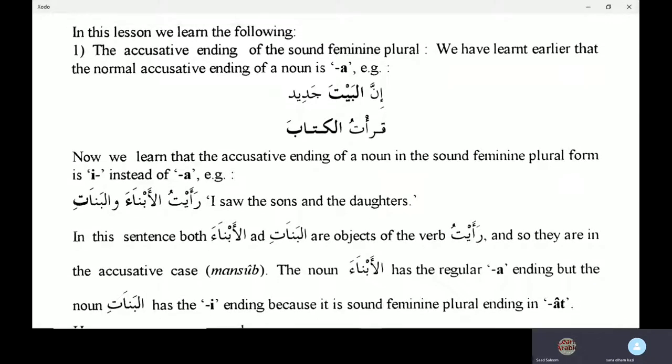Next. Qara'tul kitab. Qara'tul kitab. I read the book. Before that, innal bayta jadidun is indeed, the house is new. So, the accusative ending of the sound feminine plural.